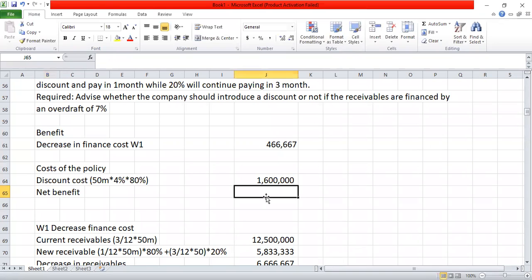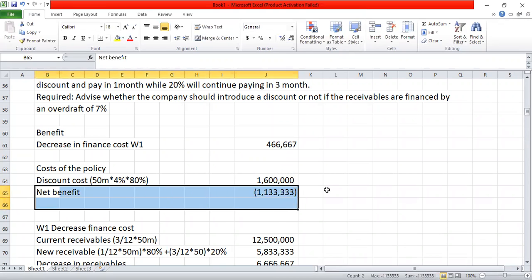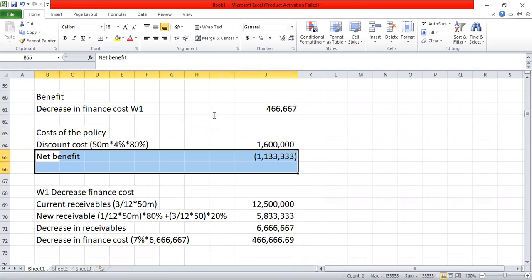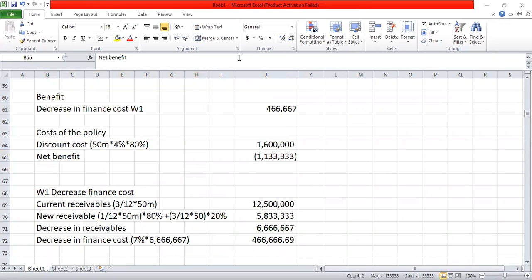In this case, you cannot introduce a discount. You'll be getting a loss. So the conclusion is... Why didn't you consider time in calculating the cost of a discount?